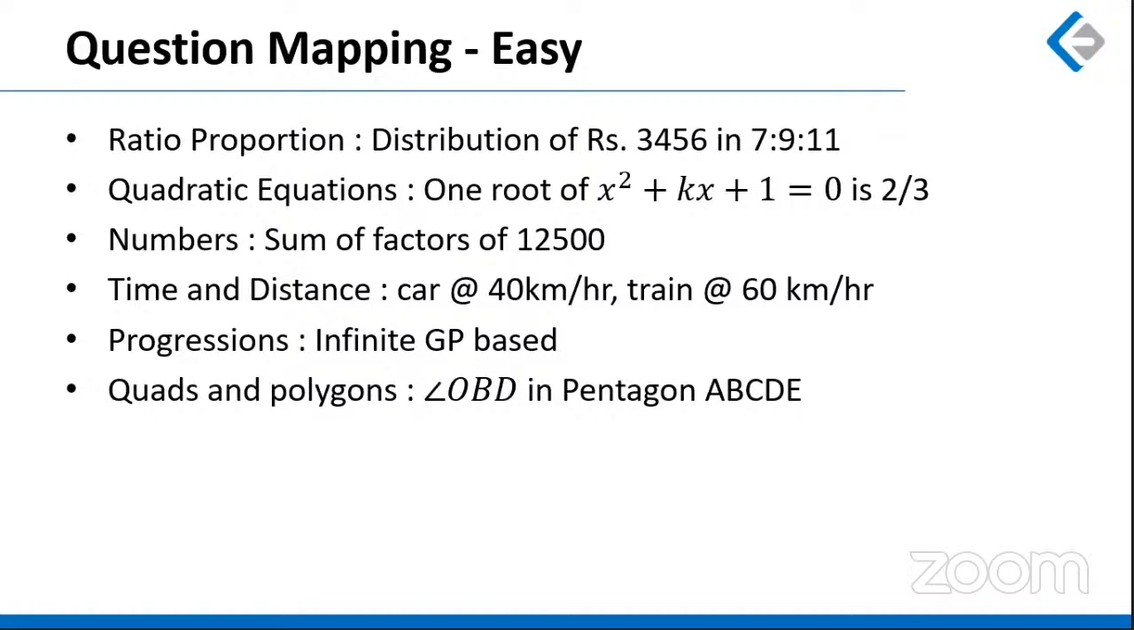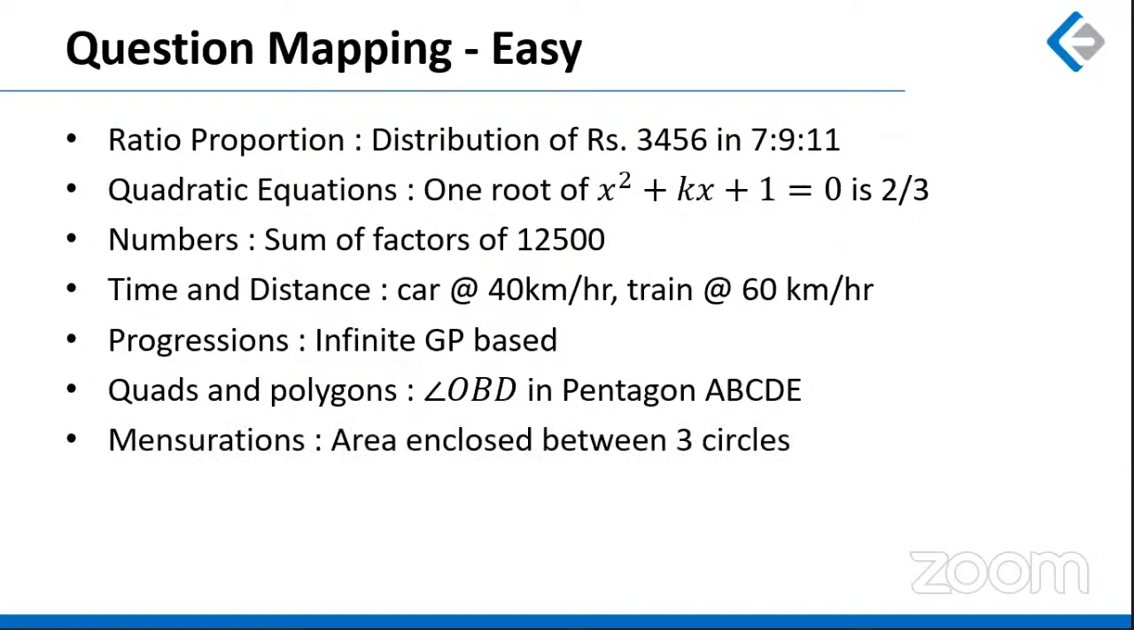A question based on chords and polygons, where a pentagon was given. The pentagon was A, B, C, D, E. One had to realize that the central angle in a pentagon will be 360 divided by 5, so that comes to 72. Once you are able to use that information, you can easily calculate the angle which was asked.